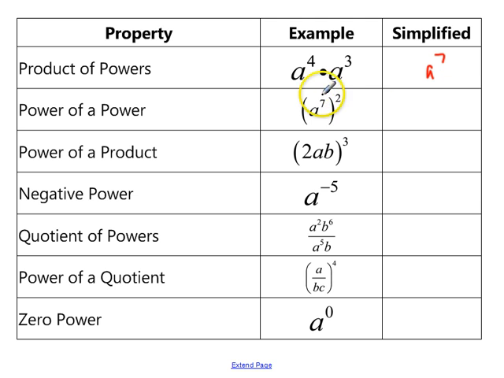A power of a power is when you have a base with an exponent and that whole thing is raised to another exponent. In that case, we're going to multiply the exponents. So this is actually a to the 14th.